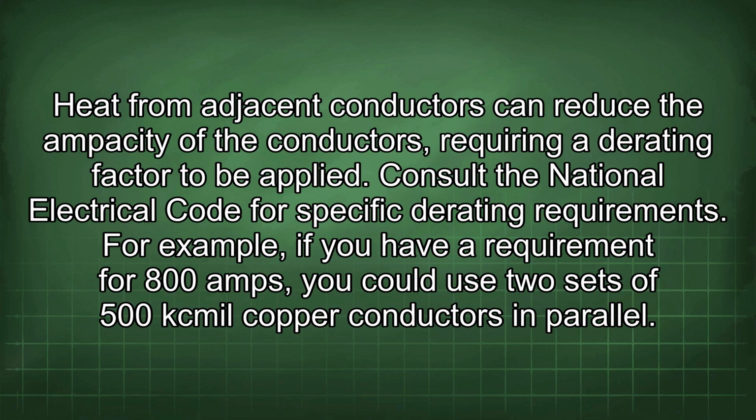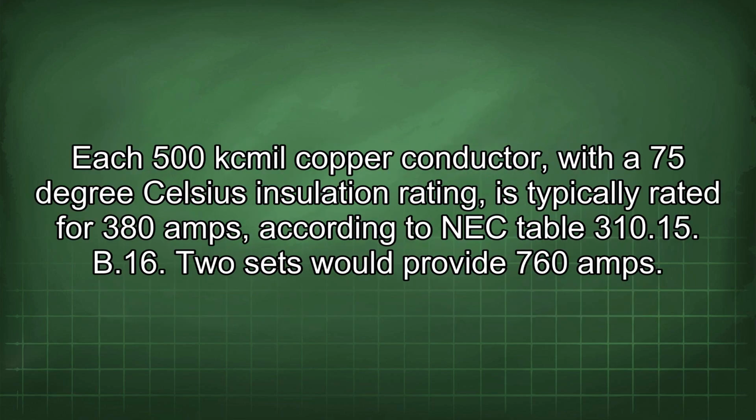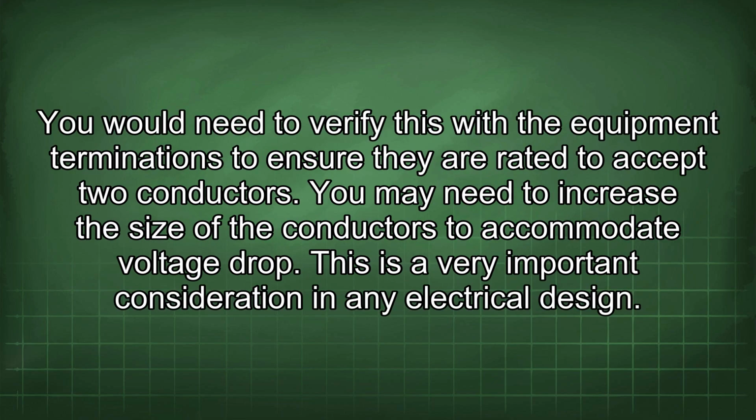For example, if you have a requirement for 800 amps, you could use 2 sets of 500 kcmil copper conductors in parallel. Each 500 kcmil copper conductor, with a 75 degrees Celsius insulation rating, is typically rated for 380 amps according to NEC Table 310.16. 2 sets would provide 760 amps. You would need to verify this with the equipment terminations to ensure they are rated to accept 2 conductors.